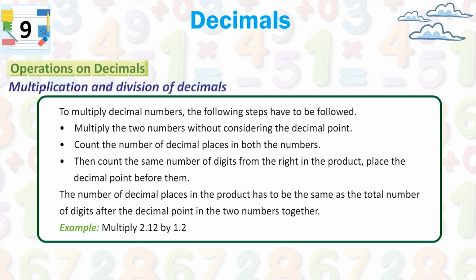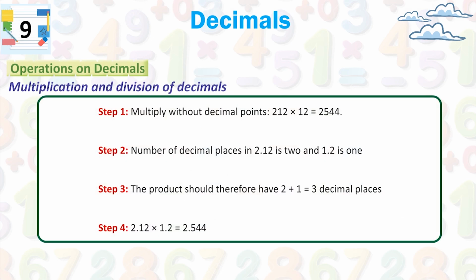Example, multiply 2.12 by 1.2. Step 1. Multiply without decimal points. 212 into 12 is equal to 2544. Step 2. Number of decimal places in 2.12 is 2 and 1.2 is 1. Step 3. The product should therefore have 2 plus 1 is equal to 3 decimal places. Step 4. 2.12 into 1.2 is equal to 2.544.